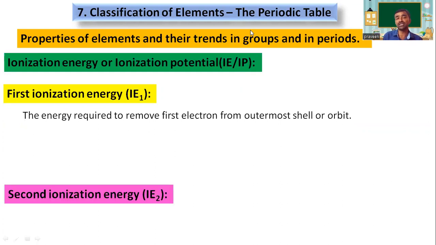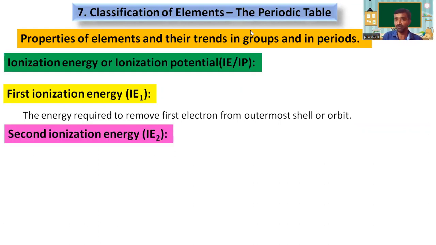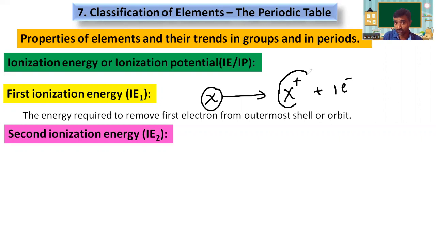This energy is represented by IE1, right? For example, take some element X, and from the X element you are removing an electron. What happens if you remove it? It becomes positively charged, because it lost one electron. So to make this unipositive ion, the amount of energy you use to remove the electron, then only it becomes positive. That energy is called first ionization energy.